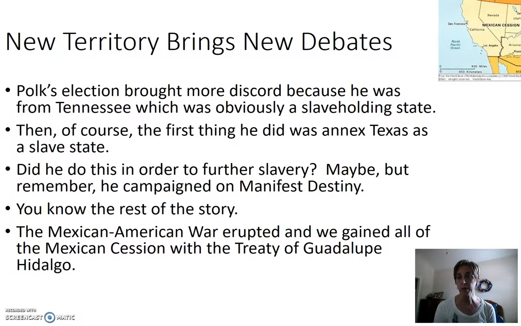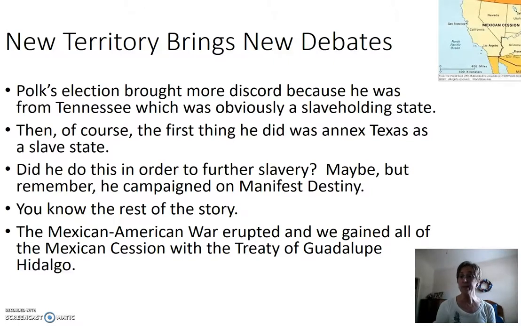But when we have new territory, we get new debate over slavery, and we talked about this when we talked about the Mexican-American War. Polk's election brought more discord because he was from Tennessee, and that's obviously a slaveholding state. He was a Democrat. Now, did he initiate war with Mexico in order to further slavery? It's possible. But remember, he did campaign on Manifest Destiny, and so we've talked about this numerous times in class. I personally don't believe that furthering slavery was at the top of his list. Was it maybe an added benefit? Probably, but I'm not sure that was the thing that was at the forefront of his thinking on the Mexican-American War and on Manifest Destiny as a whole.